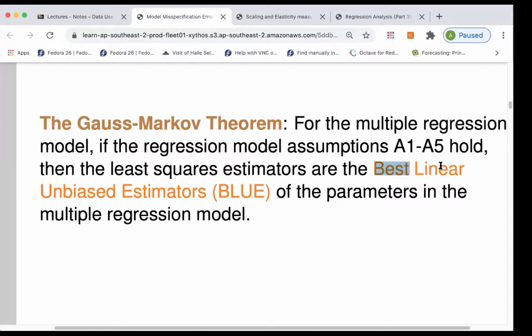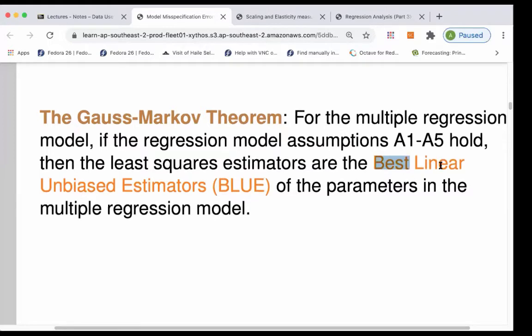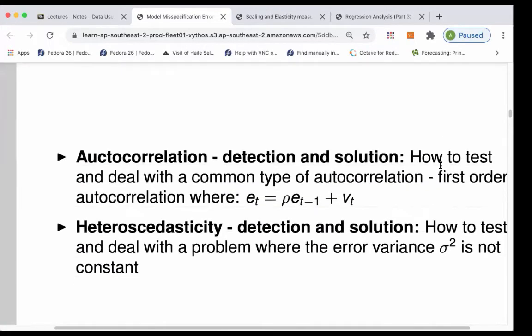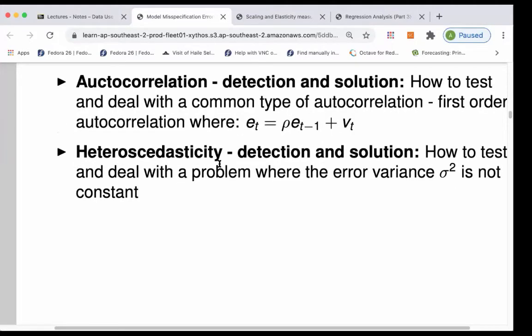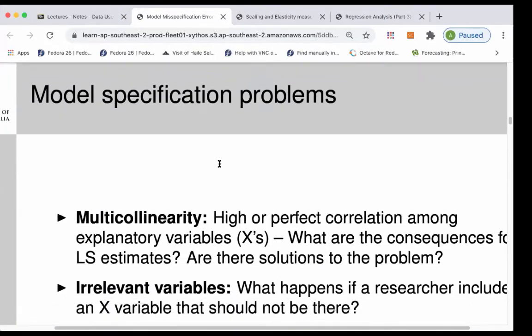So this is the Gauss-Markov theorem. It's a confirmation that everything is fine if the assumptions are not violated. But the assumptions can be violated because you can have autocorrelation, you can have heteroscedasticity. Heteroscedasticity means that the variance of the error isn't constant. And because of these things, you can have complications.